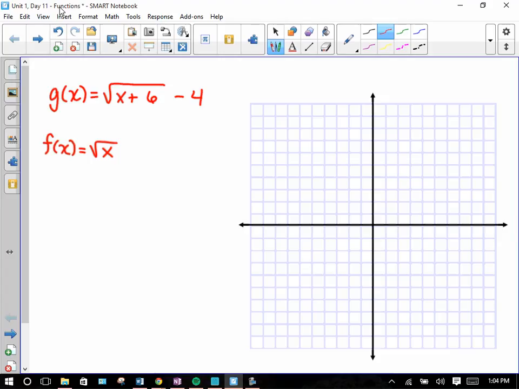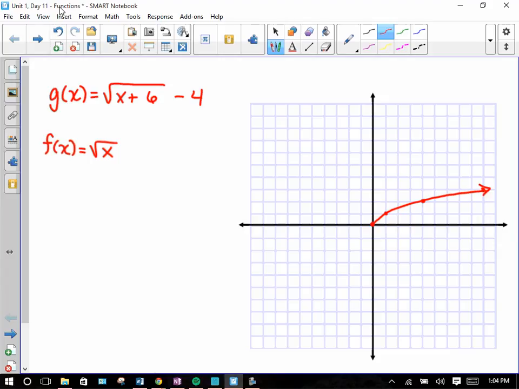I started at x equals 0, where the square root of 0 would be 0. Square root of 1 would be 1. Square root of 2, I don't really know. Square root of 3, I don't really know. Square root of 4 is 2. 5, don't know. 6, no. 7, 8, no. 9, square root of 9 is 3. That's about as far as I really need to go. So I know that the square root function looks something like that.